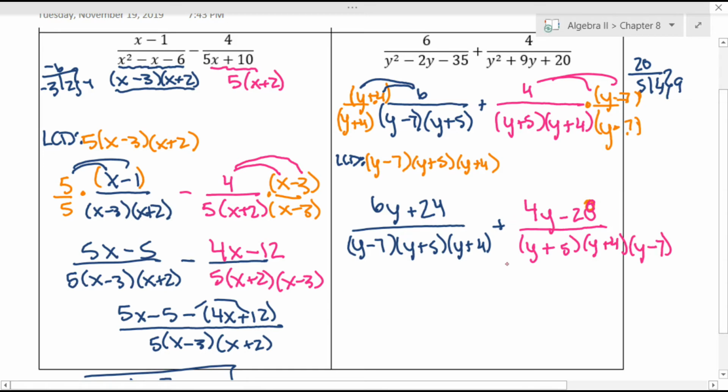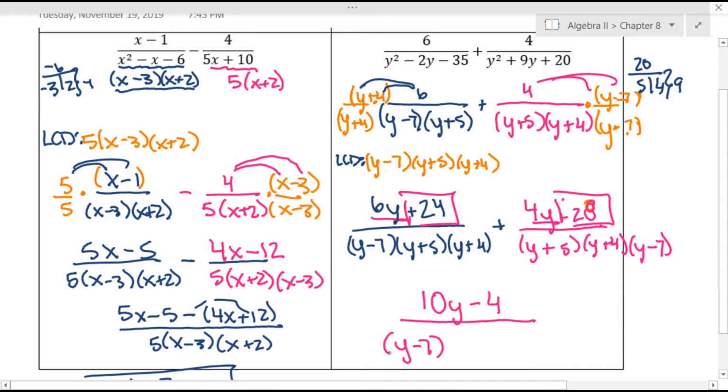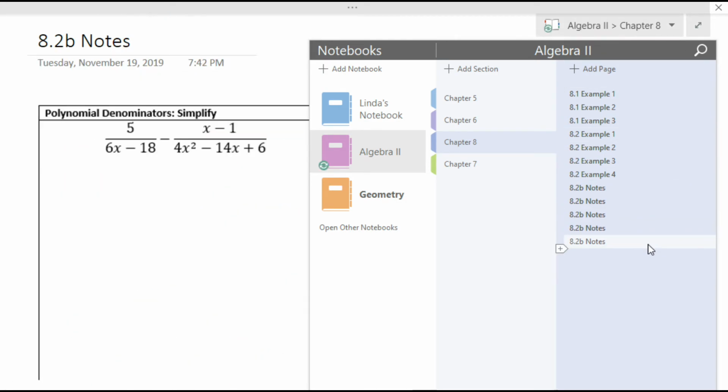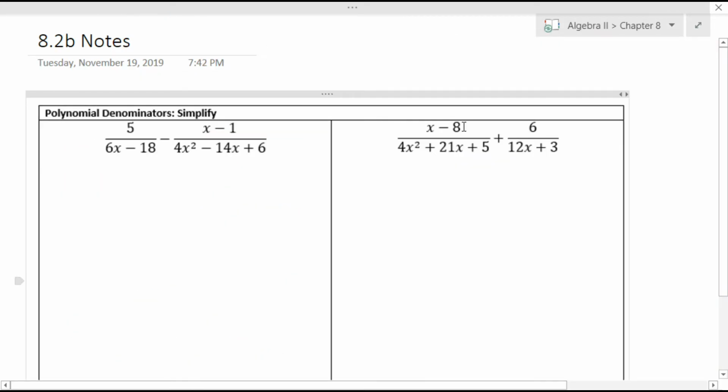All right, so then I'm just combining like terms on the top. 6y plus 4y is 10y, and 24 plus a negative 28 is minus 4. And then on top of all of my common denominator, y minus 7, y plus 5, and y plus 4. And that's the answer. All right, these next two problems are more difficult just because we have to use the AC method to factor.